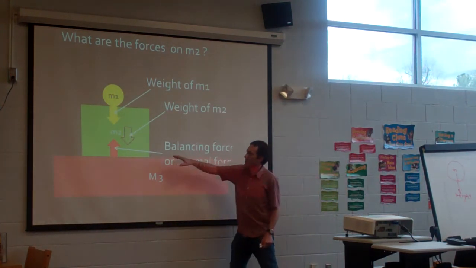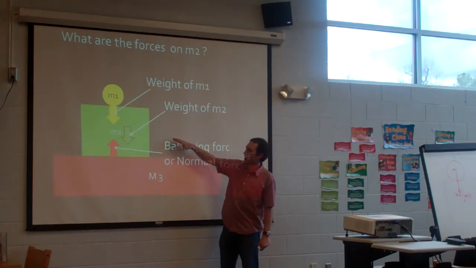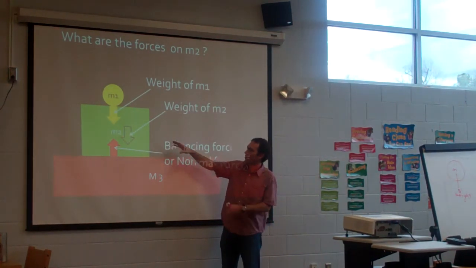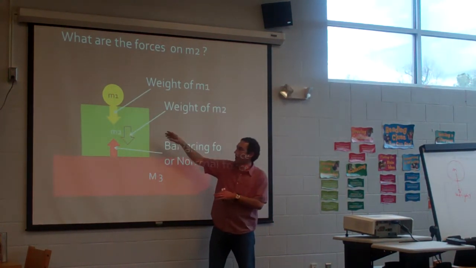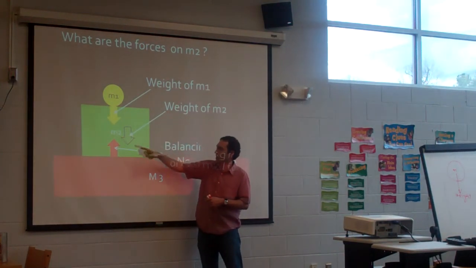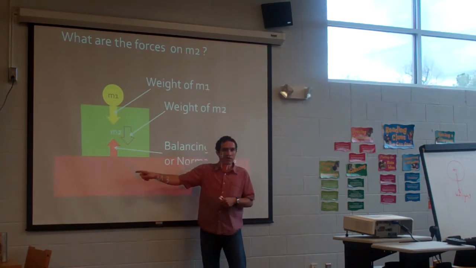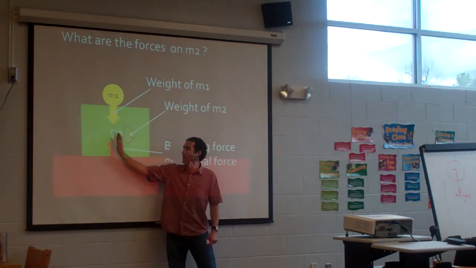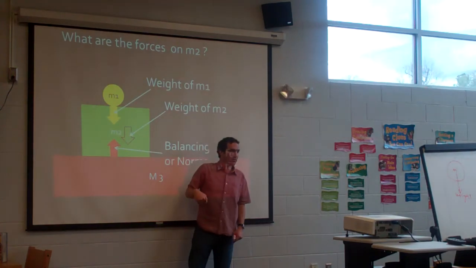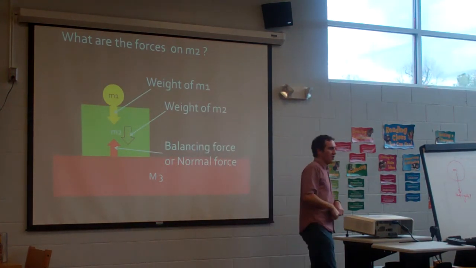So this is all the forces on M2. If the forces are balanced, what can we say then about this weight and this weight and this? The balancing force is equal to the weight of M1 and M2. Is everybody in agreement with that?